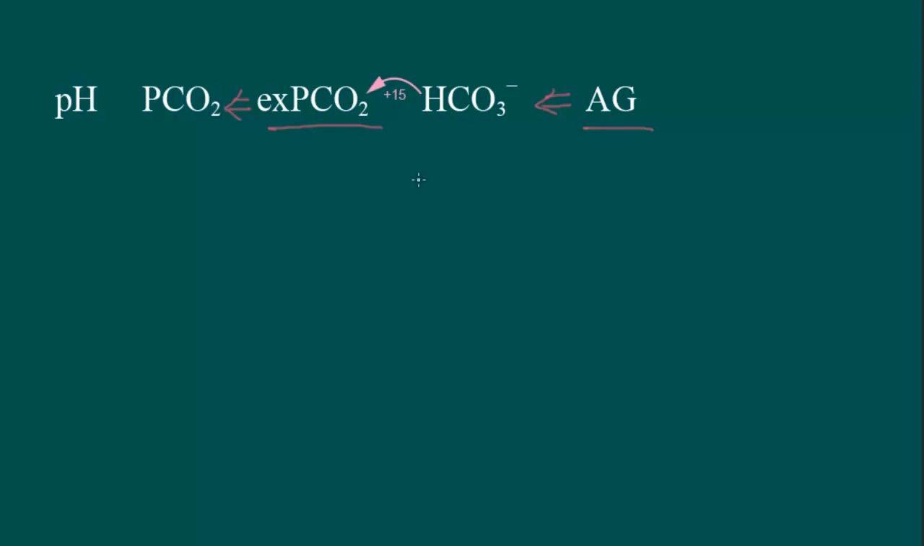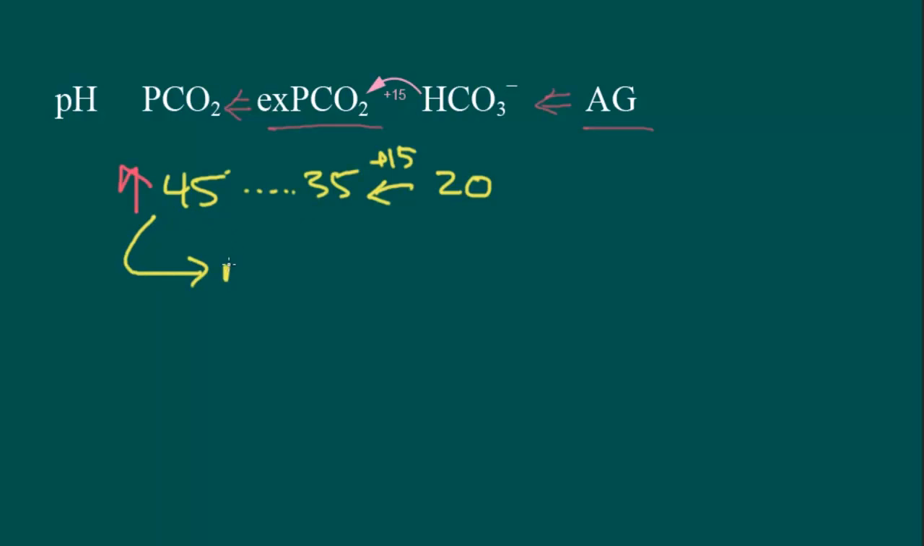How does this work? Well, say you have a bicarb of 20 and you have an expected PCO2 of 35, 15 plus 20. And say your PCO2 is 45. Expected PCO2 is the normal response to the bicarb. And even though it's 35, it wouldn't be considered a metabolic acidosis. It's just simply a response to the bicarb. Your actual PCO2 is 45, so you're retaining more CO2 than expected. Because of the difference between the PCO2 and the expected PCO2, you have a respiratory acidosis.